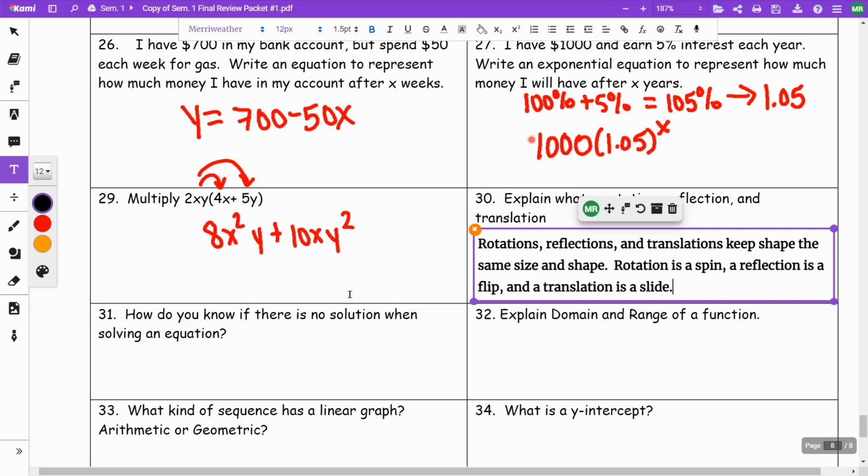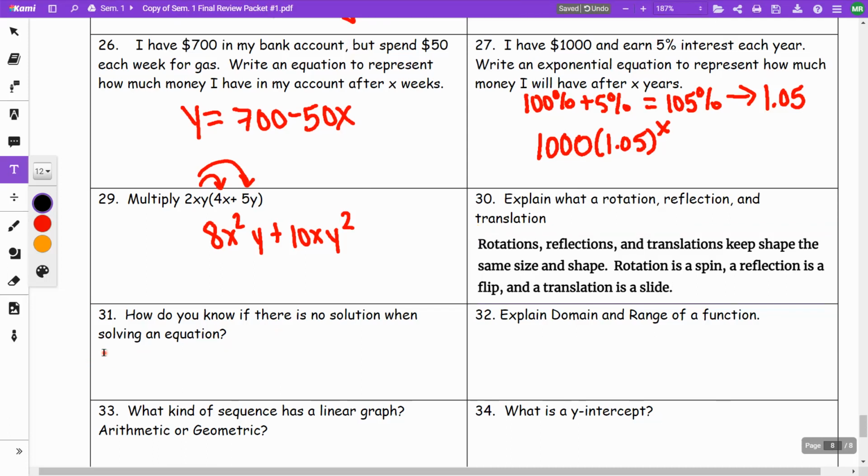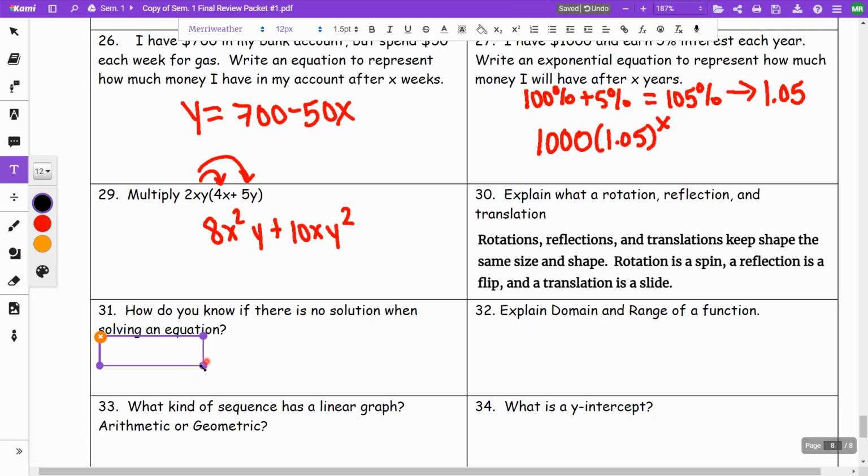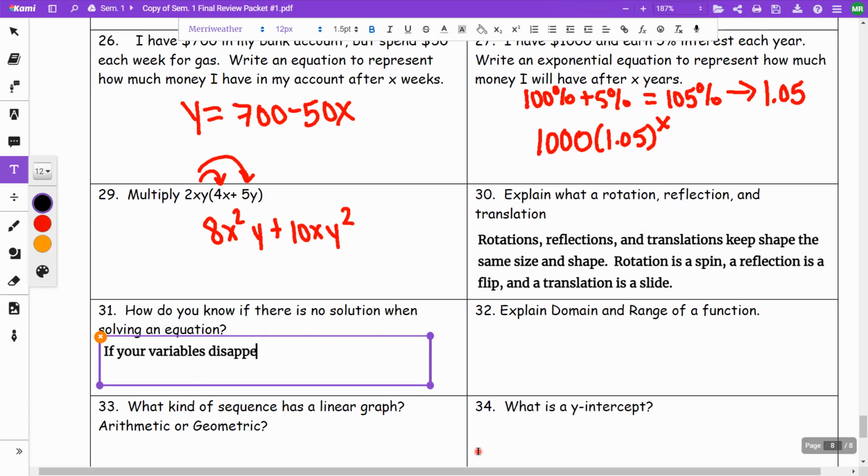That's what they are. How do you know if there is no solution when you're solving an equation? So if your variables disappear and you are left with a false statement, then there is no solution.